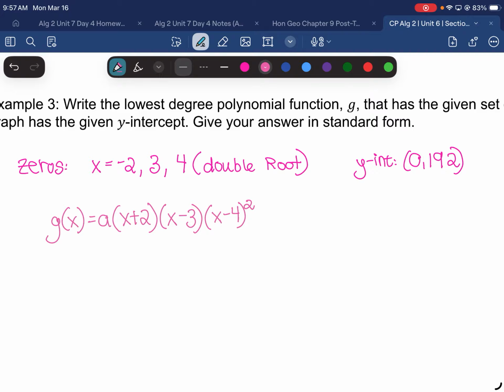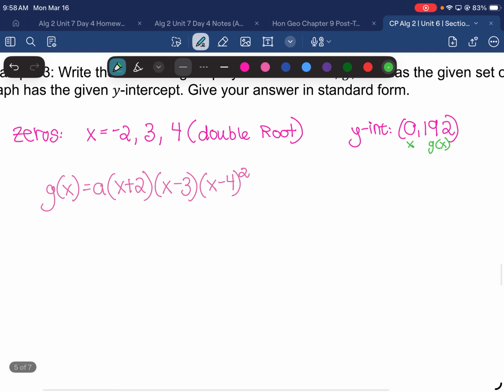All right? Now, do you know a? Right now you do? Oh, wait. No. How are you going to find a? We did this on the quiz. Use 192. Yeah. You plug it in for y, and then x is 0. Your g of x is the same thing as y, right? Okay.